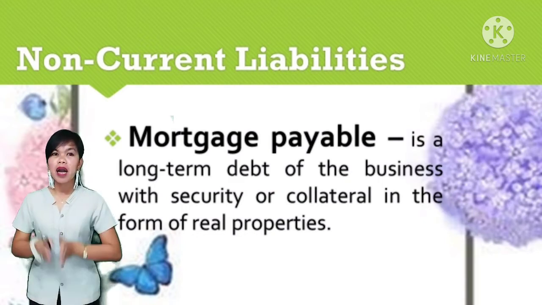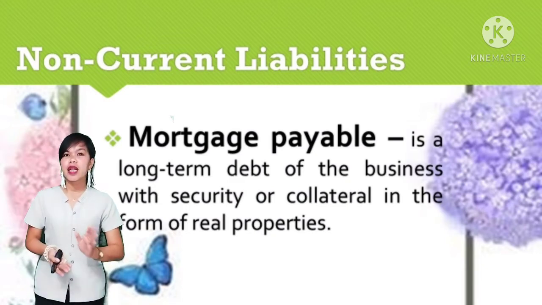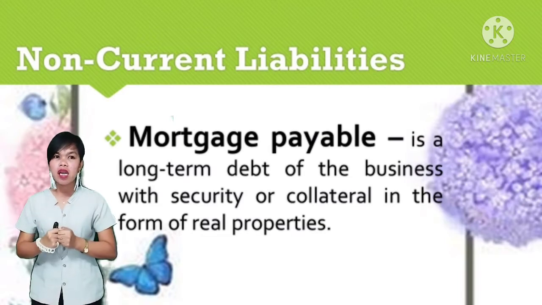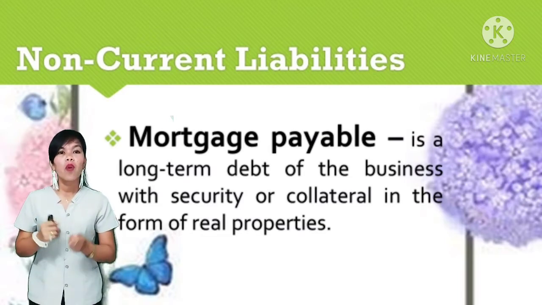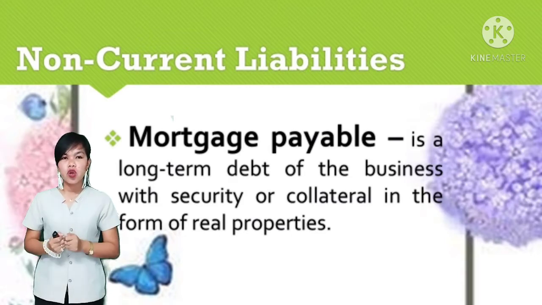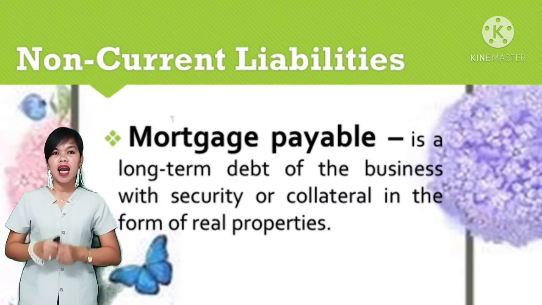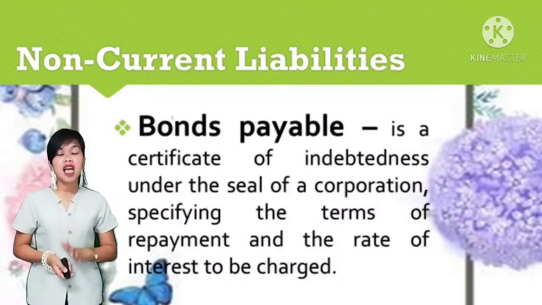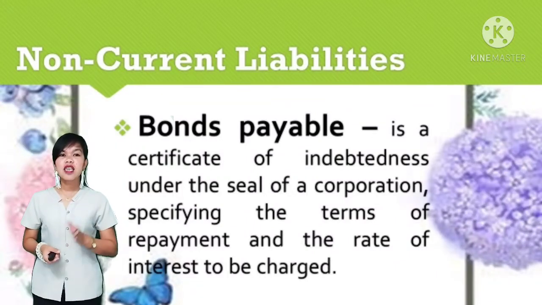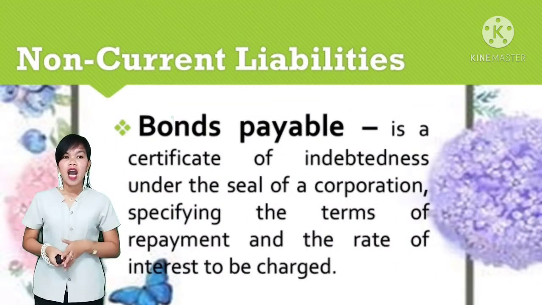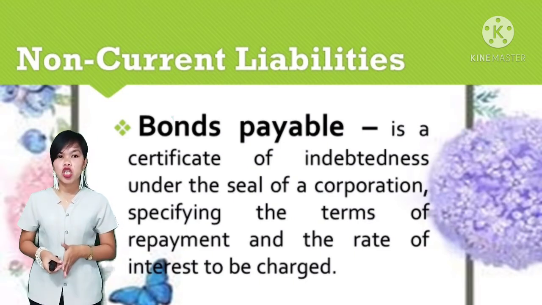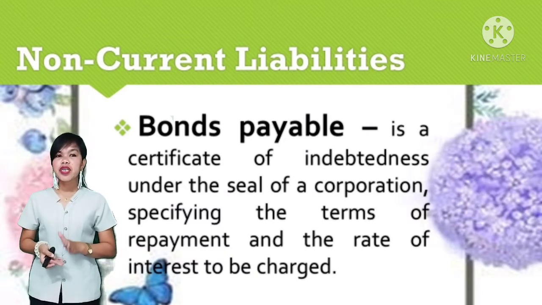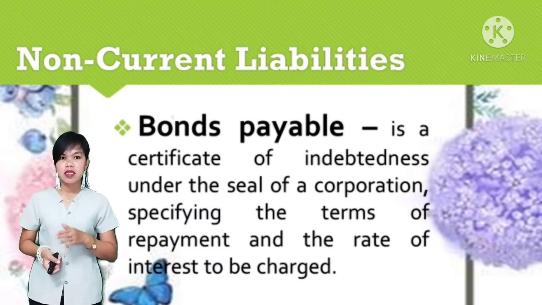Collateral means po ay mga mahalagang bagay gaya ng real property or land na pwedeng pangahawakan ni creditor o yung nagpapautang while waiting na magbabayad si debtor or yung umutang sa kanya. Bonds payable is another example of non-current liabilities. It is a certificate of indebtedness under the seal of a corporation, specifying the terms of repayment and the rate of interest to be charged.